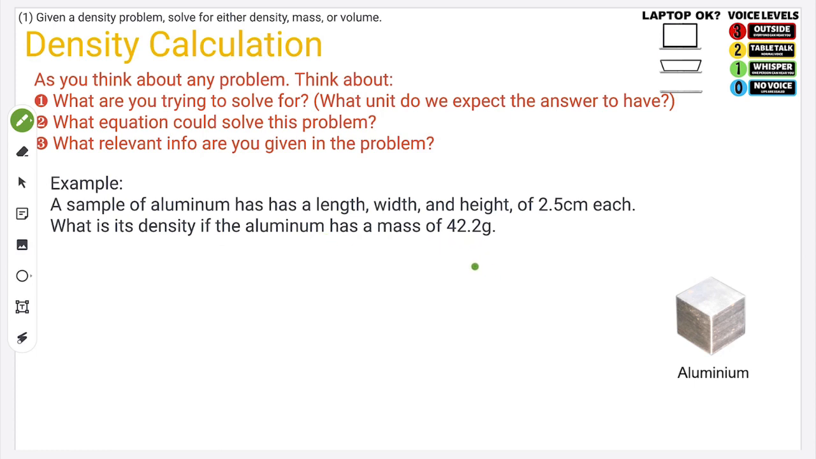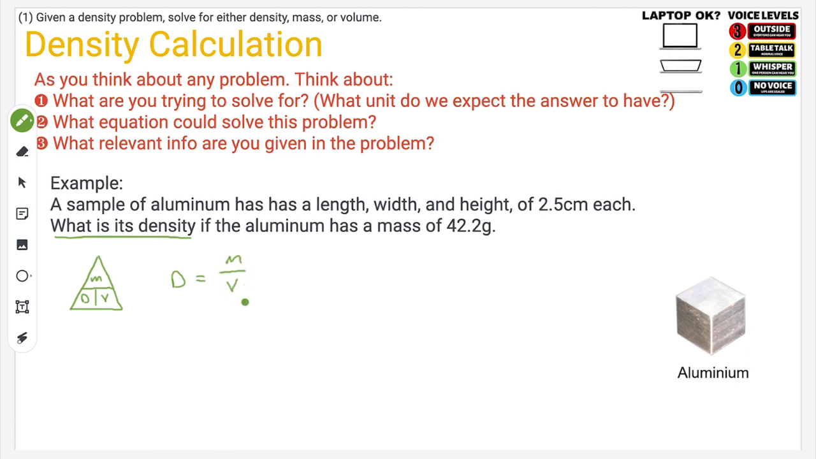Okay, now what is this problem asking us to solve for? Actually, that's number one right there. What are we trying to solve for? What is density? Oh, we're trying to solve for density. So what equation could we use to solve this problem? Remember, you can use a triangle if you want. We're trying to solve for density, right? Mass over volume. Okay. Density is equal to mass over volume.